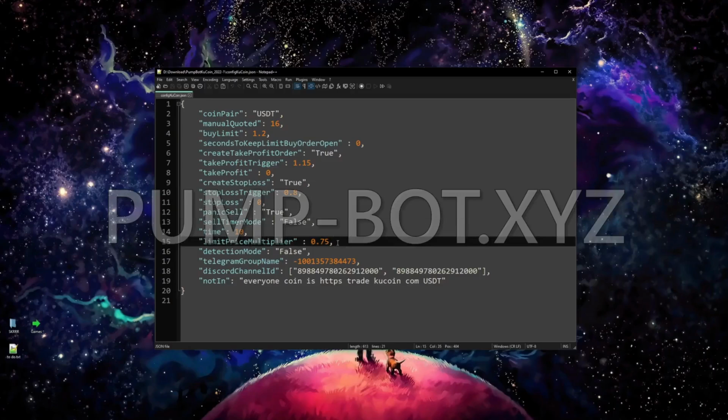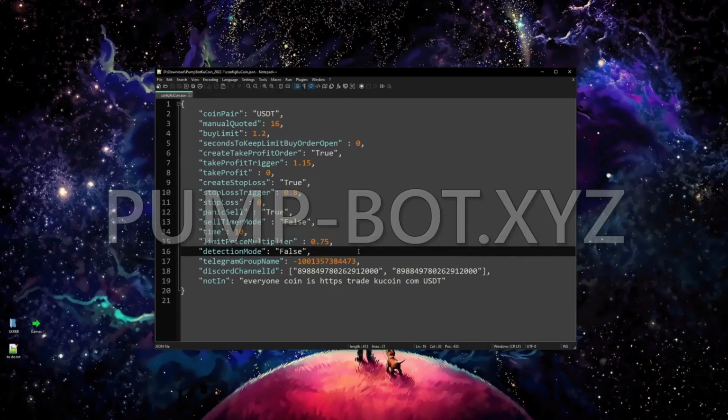Limit price multiplier is used when you use manual sell or timer mode in order to make sure all your coins are sold. Keep the value to 0.7. However, there always have to be buyers for your coins. If there are not enough buyers when you want to sell, you might not sell all of your coins.